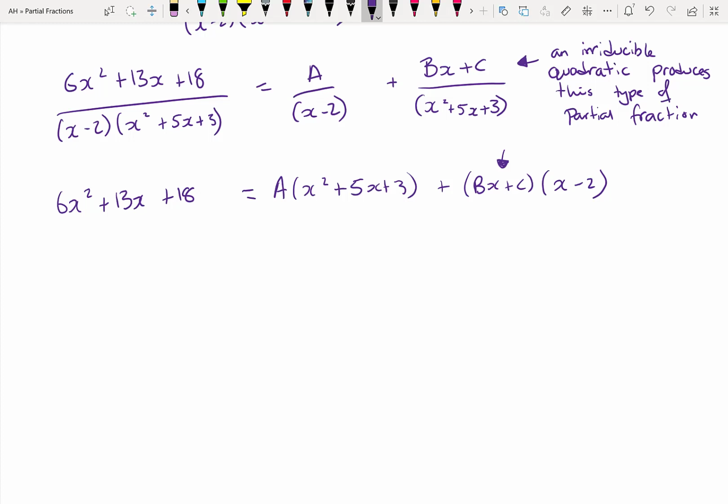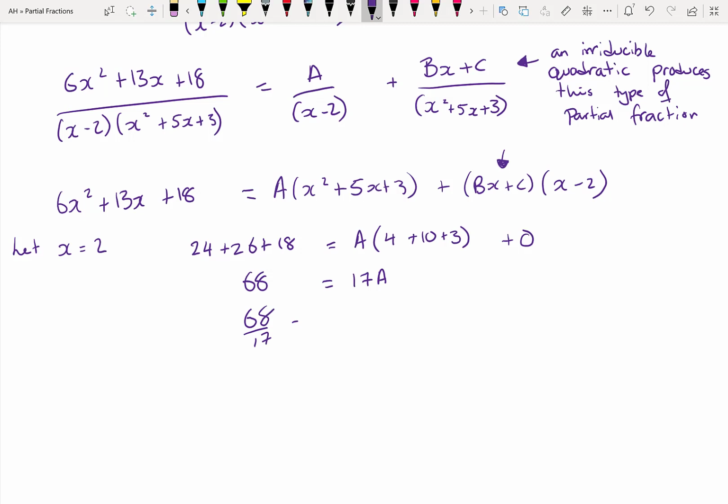finding wrong values. So, easiest thing to get rid of, that x minus 2, so I'm going to let x equal 2. And so that is going to give me 24 plus 26 plus 18 is equal to a lots of 4 plus 10 plus 3, and then this bit here at the right turns to 0, and so I end up getting 68 is equal to 17a. So 68 over 17 is equal to a, which is 4.